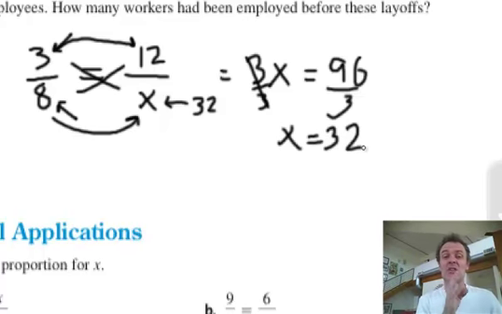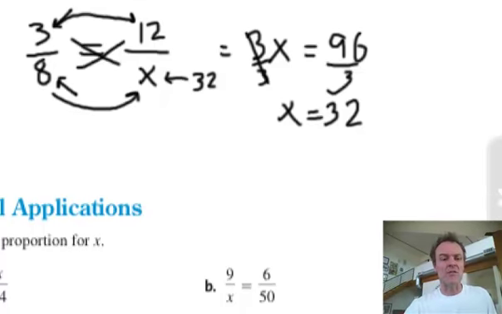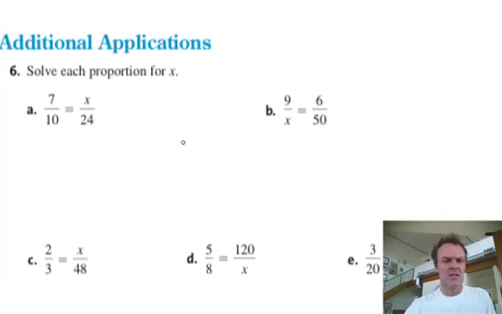So look at that. Sometimes you can just look at it and realize, all I needed to do to go from 3 to 12 was multiply by 4. If I do the same to the bottom, I'll get 32. But if in doubt, always cross multiplication. Now that's what all these are down here. So just cross multiply everywhere.